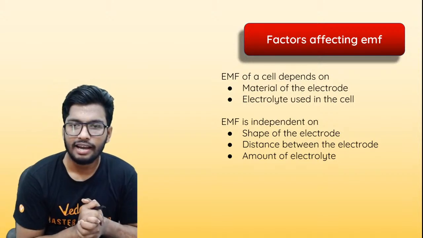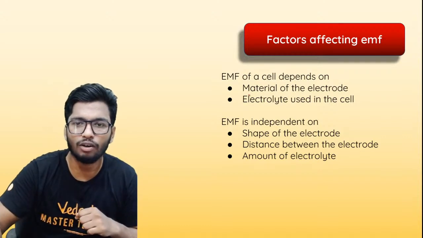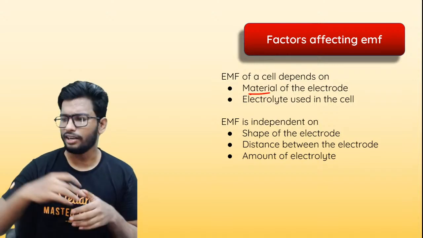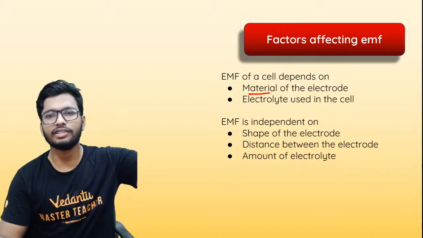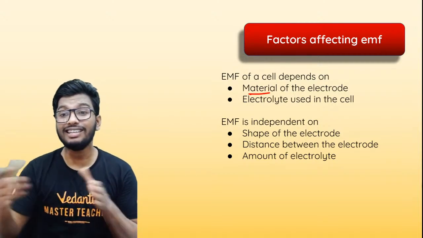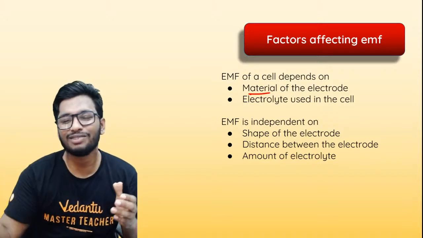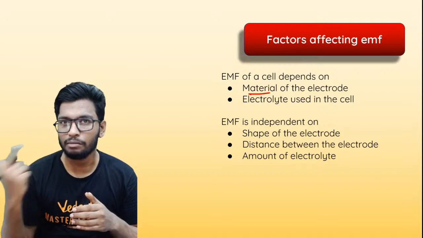So listen up carefully. The EMF of a cell depends on two important things. One is the material of the electrode. What type of material are you using? For example, in your phones, you have a lithium ion battery. In your dry cells, we use manganese oxide. So you have different types of electrodes being used, both the anode as well as the cathode. So the type of material used is one factor that the EMF of a cell depends on.